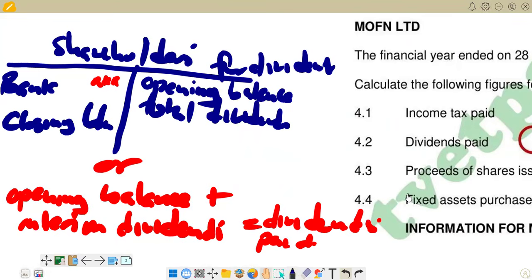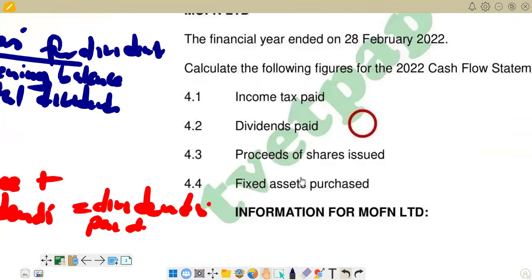So we are here. The next question is saying proceeds of shares issued. We are saying the shares that were issued, how much did we receive in actual cash? This is the figure that we are looking for. But for you to find that figure, you need to prepare the ordinary share capital note.